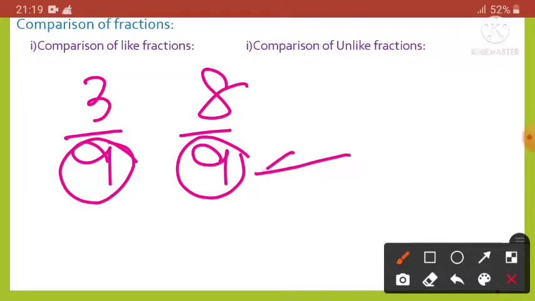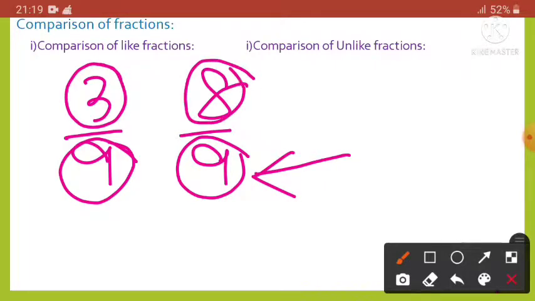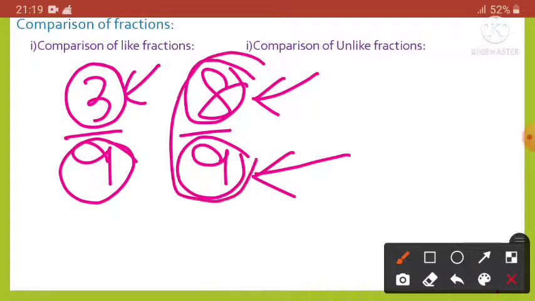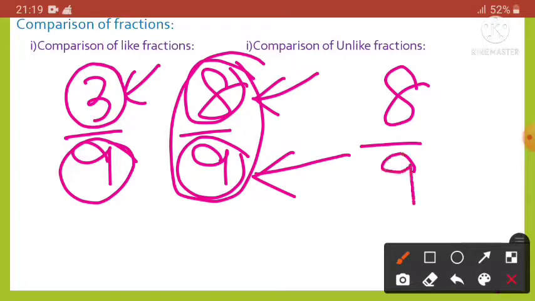So if denominators are same, then we have to check the numerator, which numerator is greater. Now you can see that 8 is greater than 3. Okay, so we can say that 8 by 9 is greater than the fraction 3 by 9. So it is very easy for like fractions. For like fractions, as the denominators are same, we have to compare the numerators. The fraction will be greater whose numerator is greater.